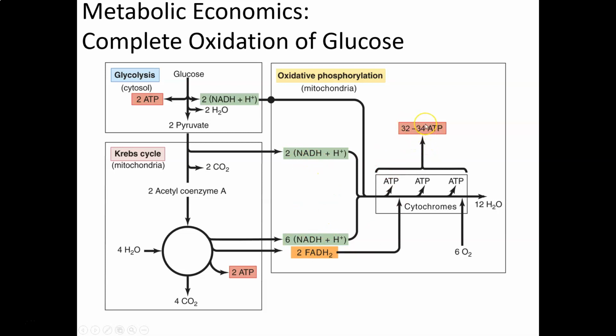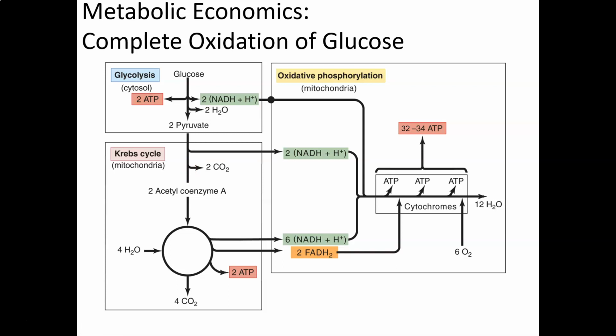So this is where, right, it says 32 to 34 ATP. The reason why there's a range is because it depends on what shuttle you use for this NADH. Okay, so that's why it's there. Now, why does it say 32 to 34? Because this is from a book that uses the actual yield of ATP instead of the theoretical yield.